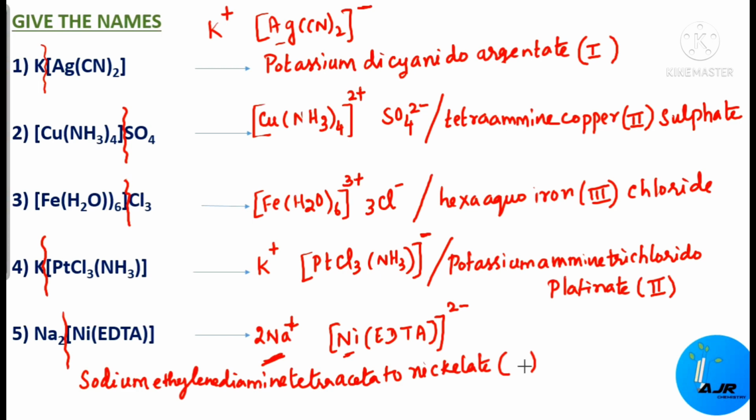How will you find out the oxidation number? See here, this is X for nickel. We can take it like this, Ni EDTA. So X for EDTA, it is -4. What is the charge on this? It is -2. So X is equal to +2. So here we will write +2. Understood? So this is the way you should write the name of coordination compounds.